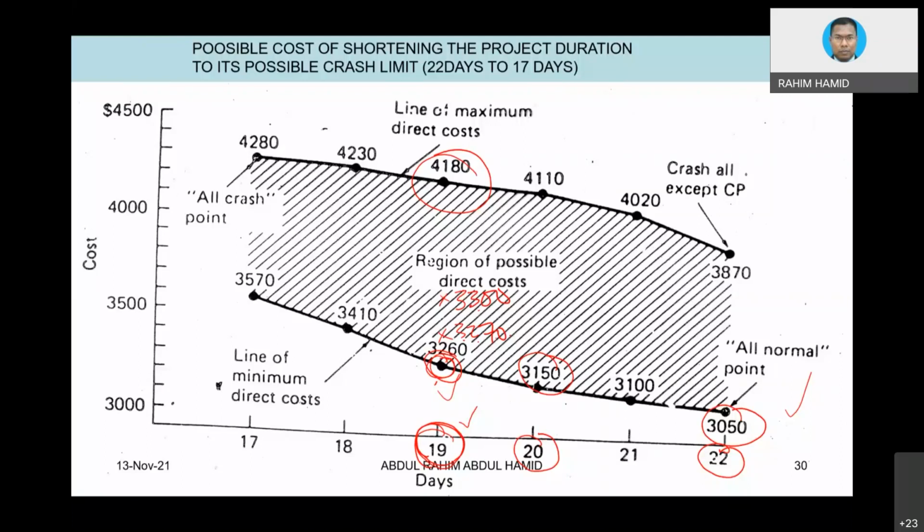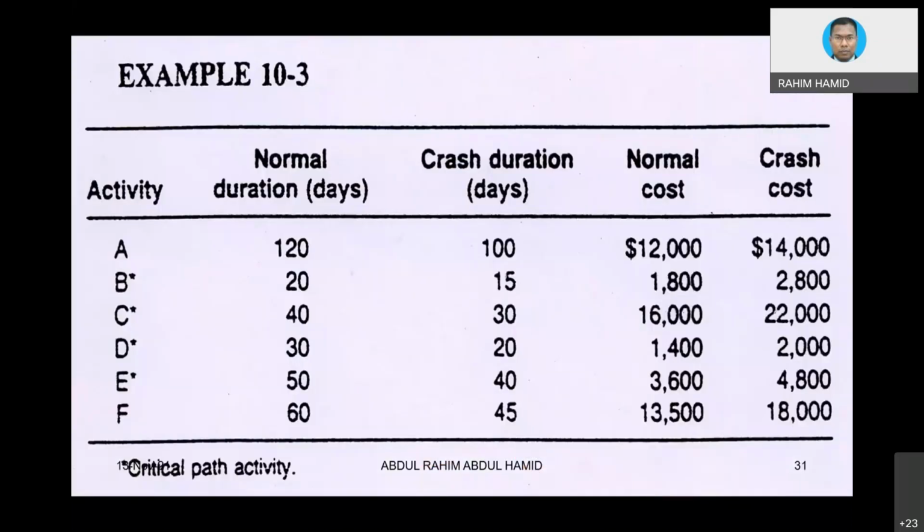All right. Now we come to the end of the example. Let's assume we do have this data. Activities are given, except the predecessor is not given. Never mind, we already have the solution there. Normal duration is given for each activity. Crash duration is also given. And then normal cost and crash cost are also given.